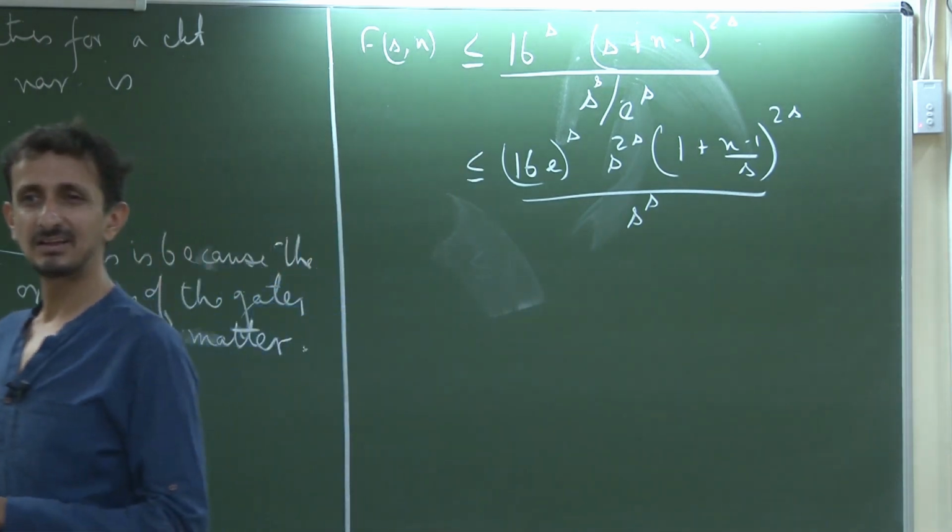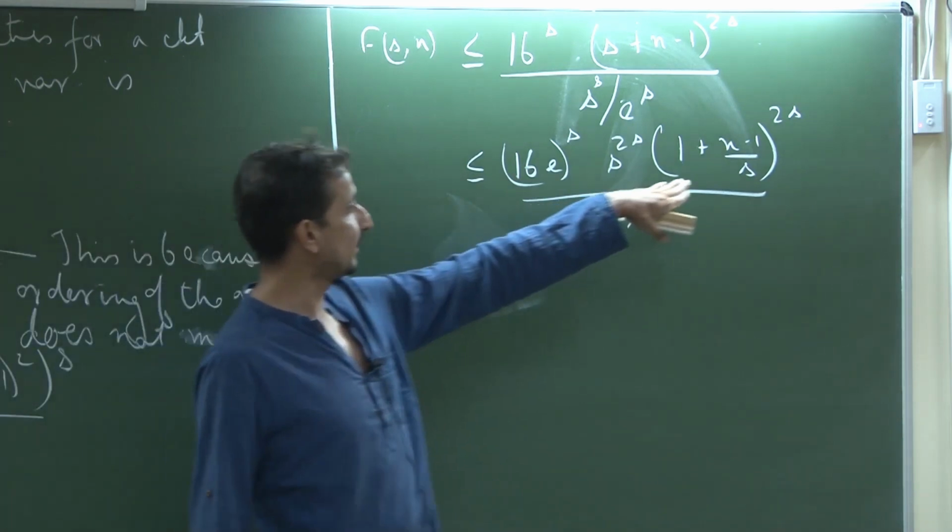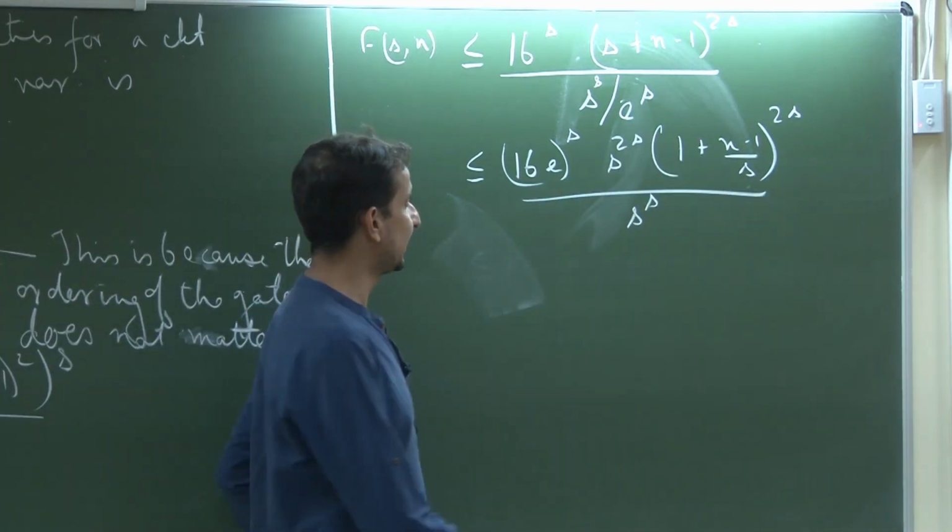I am sorry? Which one? S is bigger than n. Yeah, so (n minus 1) over s is at least less than 1, that is all. Okay. So, this quantity is upper bounded by 2. I will just keep that as the bound.